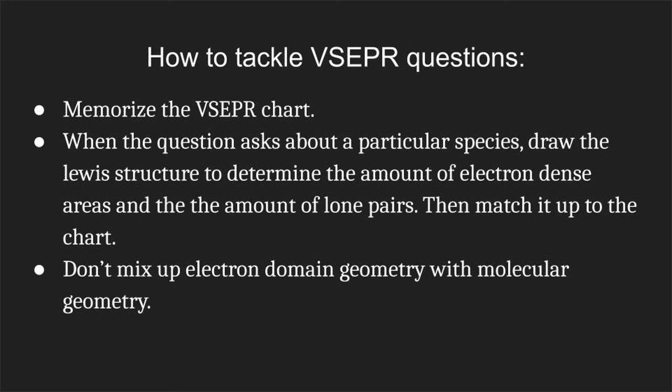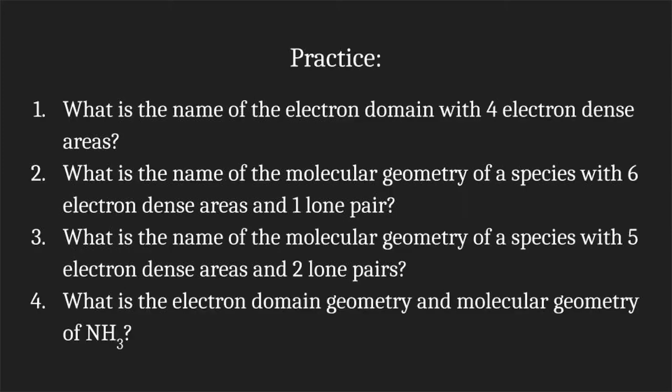And when we're asked a question about the shape of a particular species, we need to draw the Lewis structure to determine the amount of electron-dense areas and lone pairs. And then once we know that, we can match it up to our VSEPR chart. And the last note is don't mix up electron domain geometry with molecular geometry, because if there's any lone pairs, they are not the same thing.